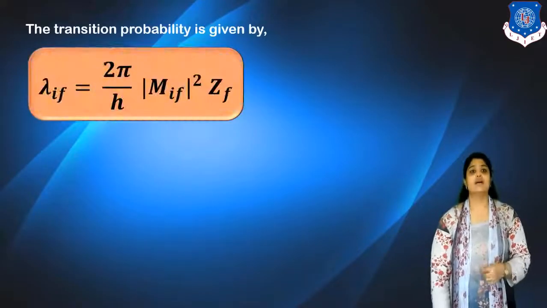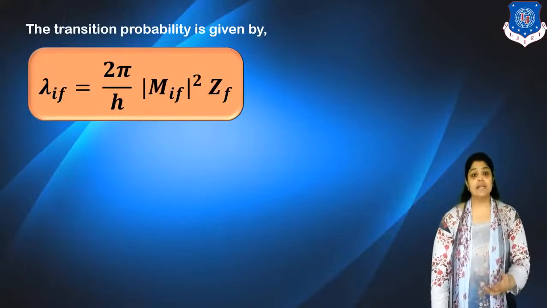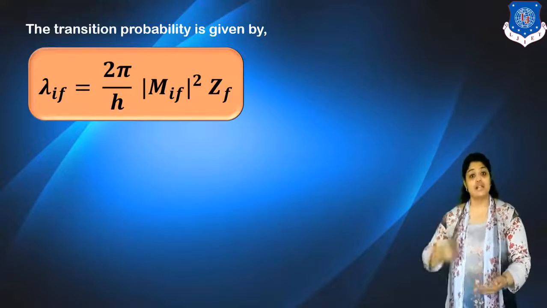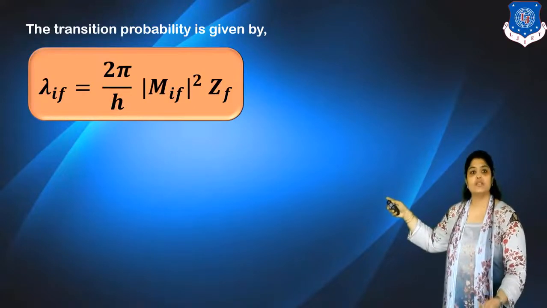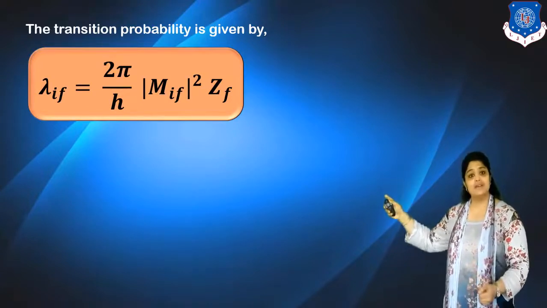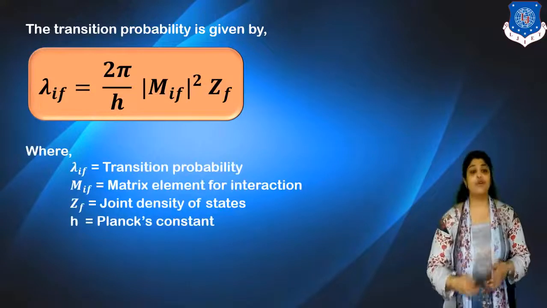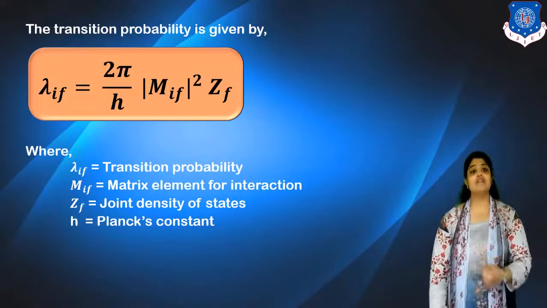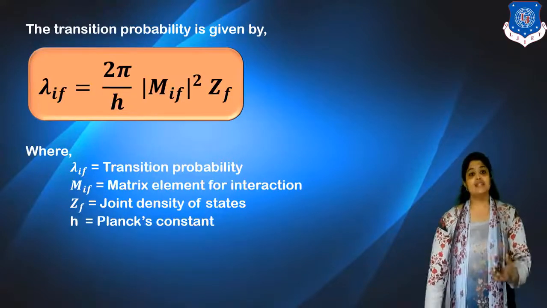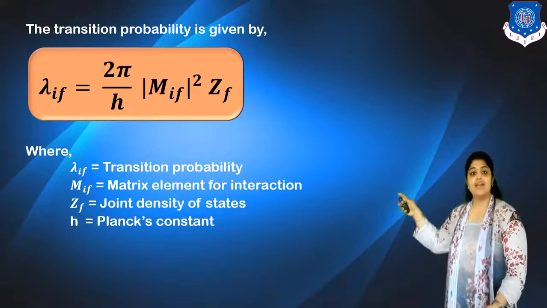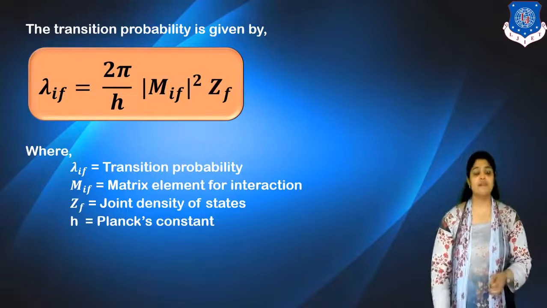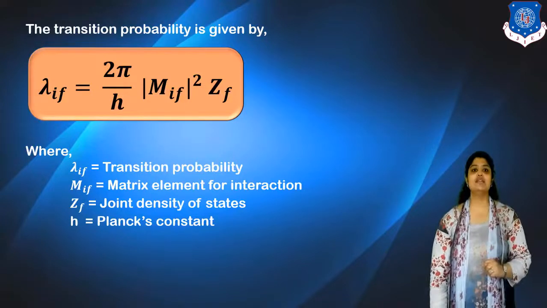Now, the transition probability is what we are going to discuss as a part of Fermi's golden rule. The transition probability is given by the equation lambda_IF = (2π/h) |M_IF|² ZF, where the term lambda_IF is known as the transition probability with respect to unit time. h is the Planck constant. M_IF is known as the matrix element for interaction, which I am going to discuss shortly. And ZF is known as the joint density of states.